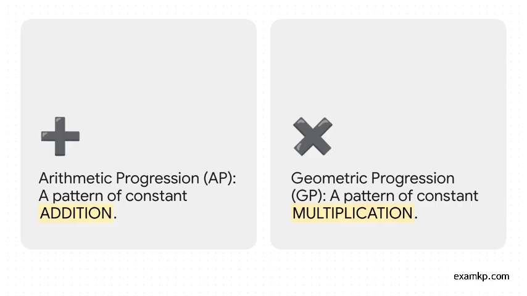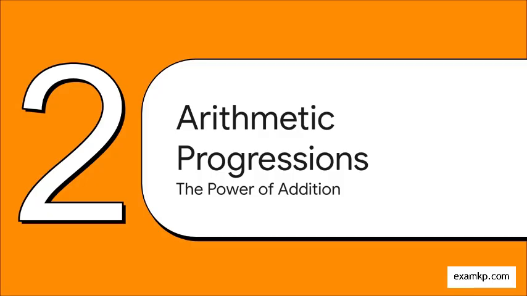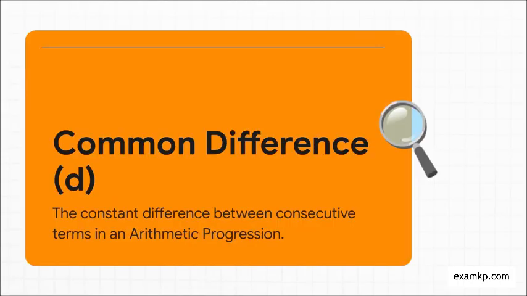You've got your arithmetic progression, or AP, that's where you're always adding the same number. Then there's the geometric progression, GP, where you're always multiplying. Seriously, that's the core difference. Add for AP, multiply for GP. Got it? Okay, let's dive into the first type, arithmetic progressions. Just think, addition. These are usually the most straightforward questions you're going to find on your exam.